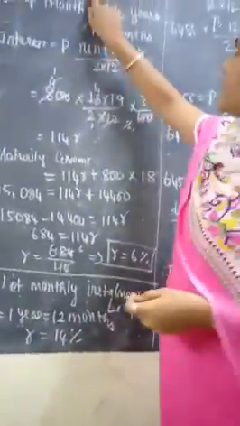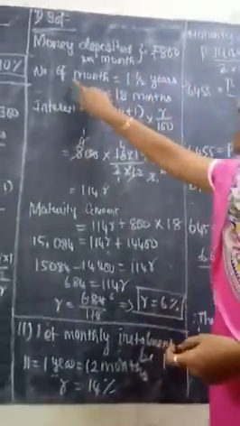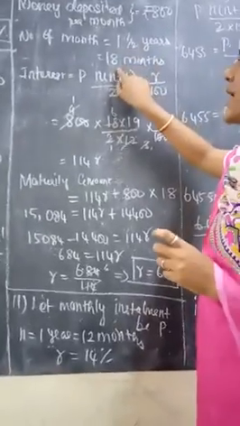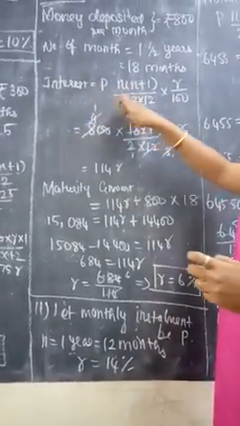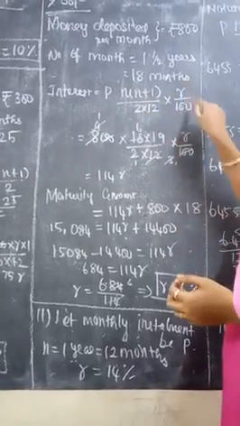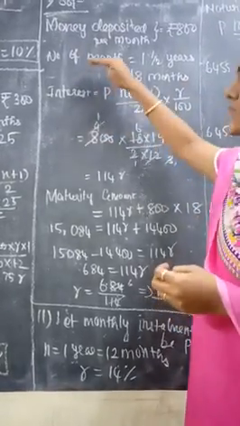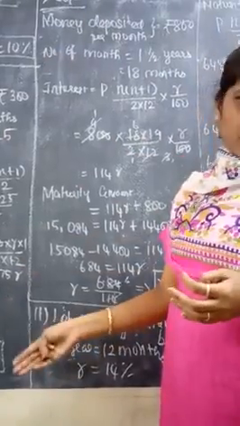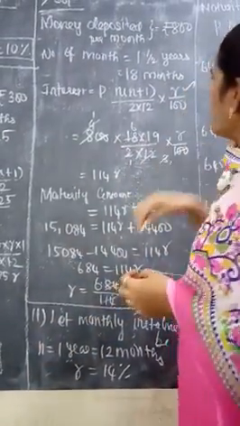Money deposited per month is rupees 800. Number of months, 1.5 years, so 18 months. What is the interest? Listen, P into n plus 1 divided by 2 into 12 into r by 100. Now, this question you can proceed as in the previous model also. This is for your understanding purpose.